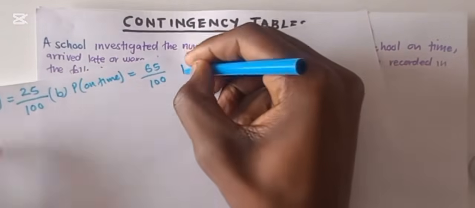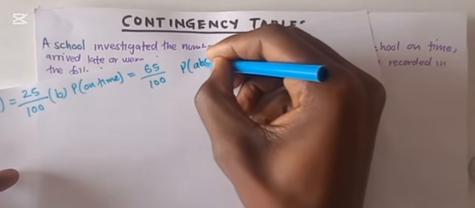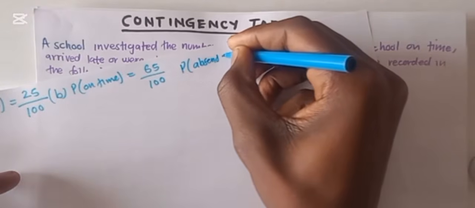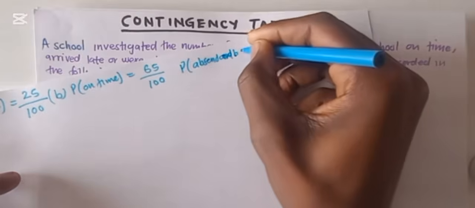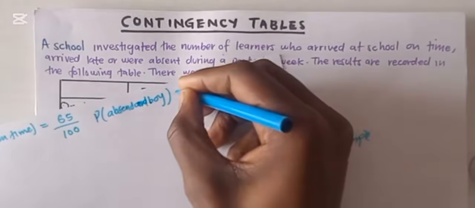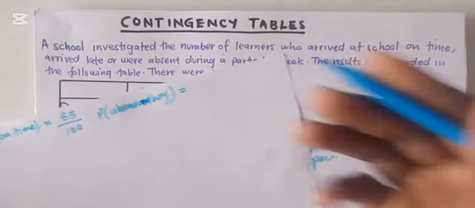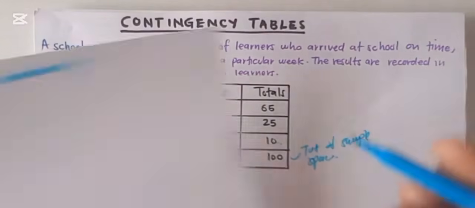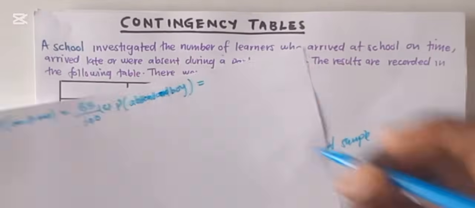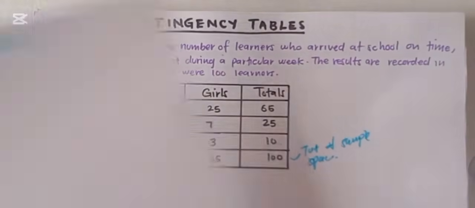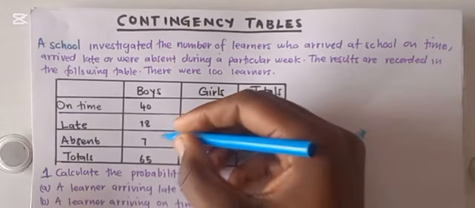So the probability of absent, given a boy, is going to be... Don't mind the way I write this, I just want to illustrate to you guys. They are not going to give you marks for doing this kind of thing. So this is for C, actually, which is going to be 7 of them.